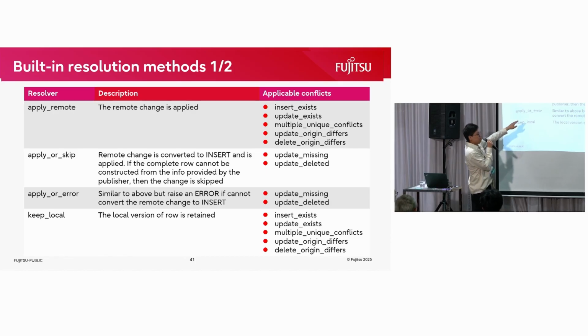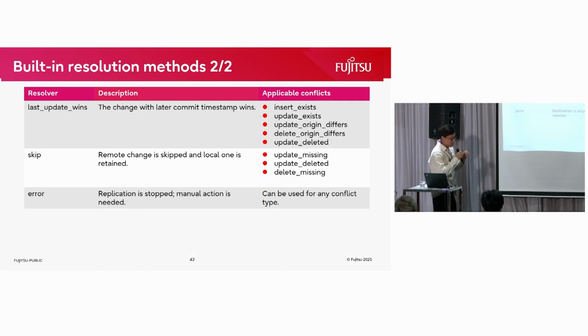And apply_or_error is similar to the above, but it will report an error if it cannot convert. And keep_local means the local version of the row is retained. Some other methods are last_update_win, which is used to achieve data consistency and keeps the change with the later commit timestamp. And skip, which means the remote change is always skipped. And error, which means we will report an error for all the conflicts, and the apply worker will keep restarting, so the user needs to manually resolve it in this case.